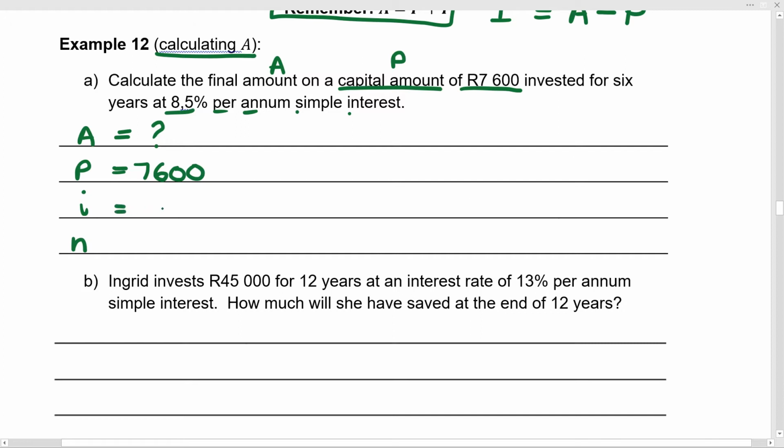I is the interest rate, and you're going to now need to make a decision how you want to work with interest rate. I'm going to show you 3 examples. So I can be 8.5 with the percent button, or it can be 0.085, or it can be 8.5 over 100, and my N is 6 years. I do like to go and put an actual number when they put the number in words.